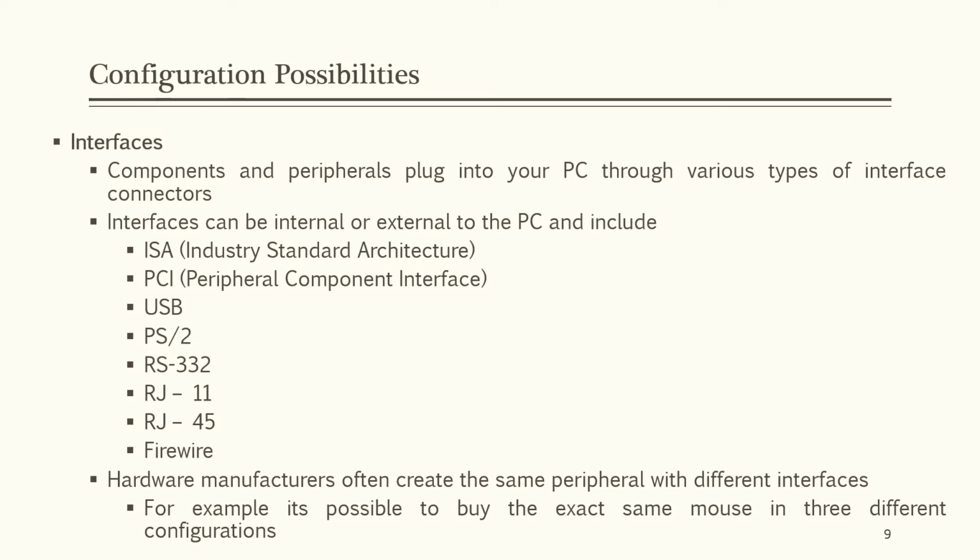Then are interfaces. Components and peripherals plug into your PC through various types of interface connectors. Interfaces can be internal or external to the PC and include ISA, industry standard architecture. It is a bus that allowed the computer to detect peripherals such as a modem or sound card. Then PCI, peripheral component interface. It holds your CPU and chipset and provides an interface for other components of the computer. Then is USB, then PS/2. This is an old port for connecting mouse and keyboard.